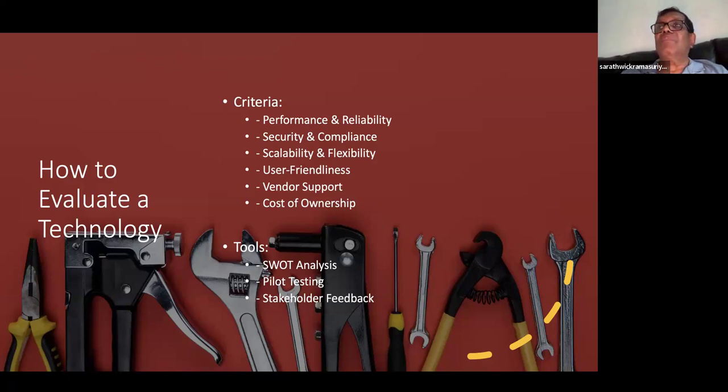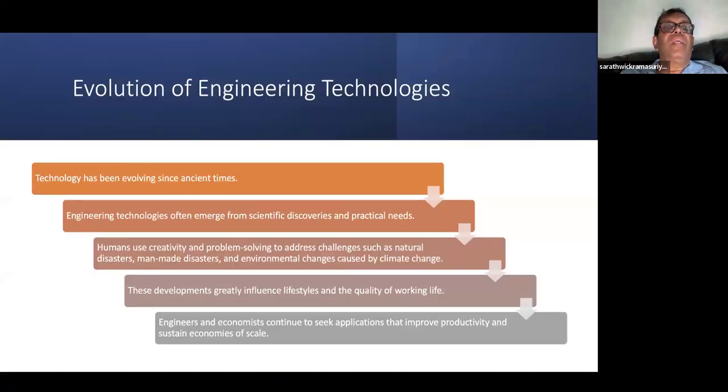And cost of ownership. How can we get the cost of ownership, right? And another one, tools. What are the tools we are using? SWOT analysis. And importantly, pilot testing. And again, stakeholder feedback, which I explained to you. And this is the evolution of engineering technologies.